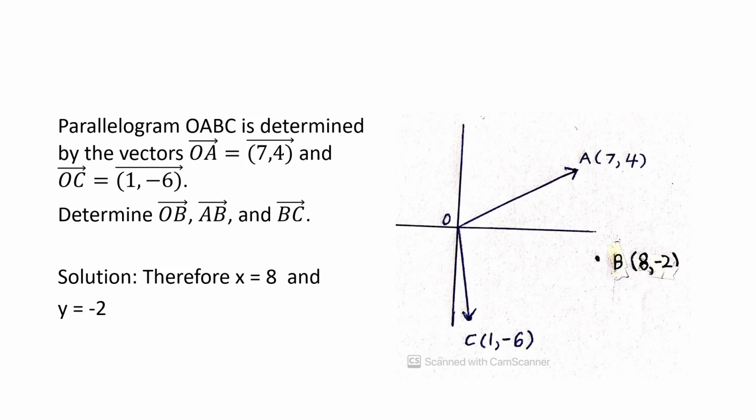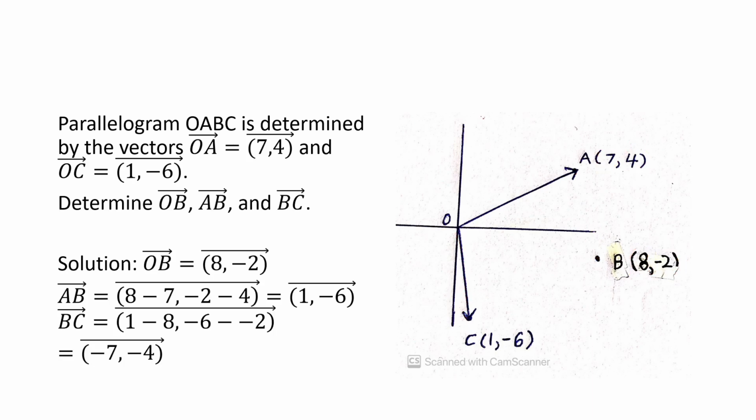And so now it asks us, what is the vector AB equal to? Well, in a sense, we already knew what the vector AB equaled. AB equaled 1, negative 6. But just to show that, AB will be B's x coordinate minus A's x coordinate. 8 minus 7 will be 1. And it'll be B's y coordinate minus A's y coordinate. Negative 2 minus 4 will be negative 6. Okay, so AB will be 1, negative 6.